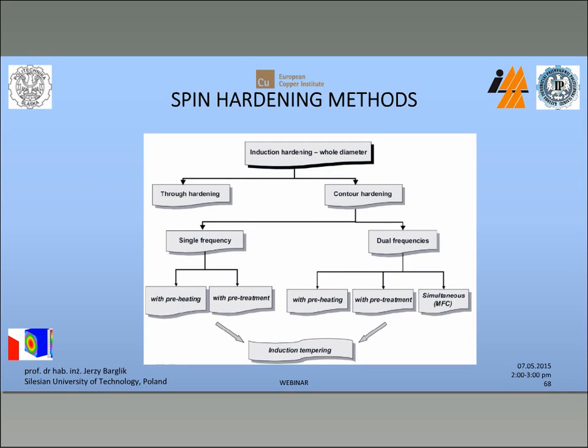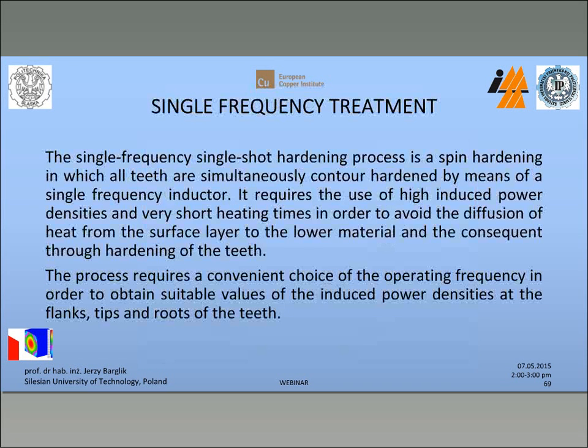And after that, for gear wheels, it is absolutely necessary. It is very important to apply immediate tempering, which could be induction or classical one, but it should be done immediately in order to avoid stresses.